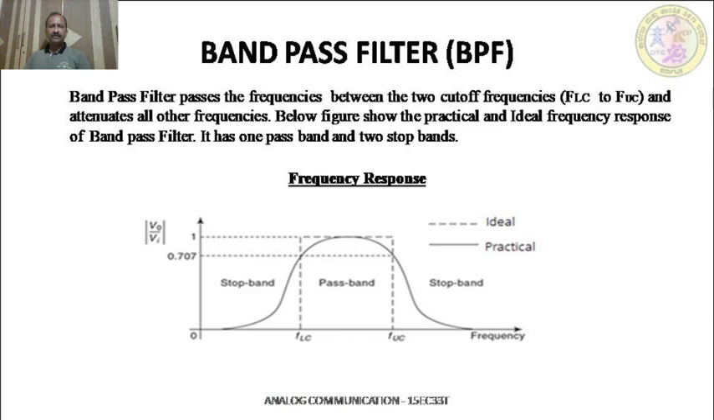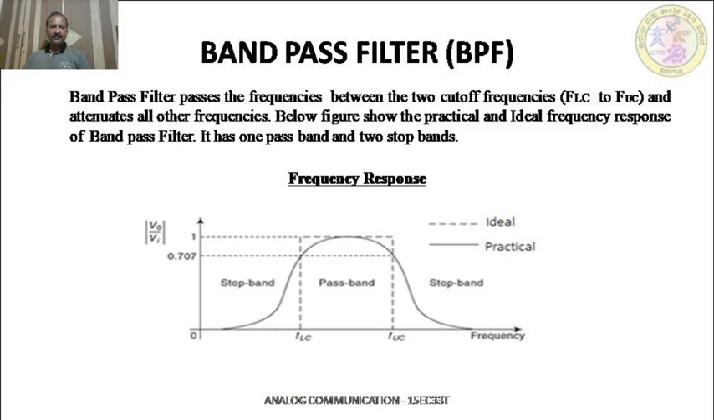Next, you are going to define the band pass filter. It is shortly called BPF. A band pass filter passes the frequencies between two cutoff frequencies, FLC to FUC, and attenuates all other frequencies. The figure below shows the ideal and practical frequency response of a band pass filter. Here see the frequency from 0 to FLC. That is one cutoff frequency, normally called the lower cutoff frequency.